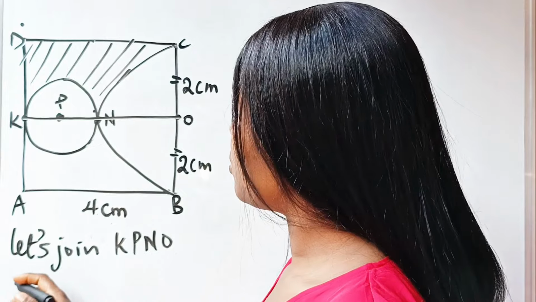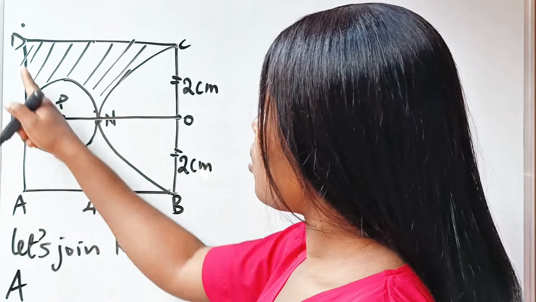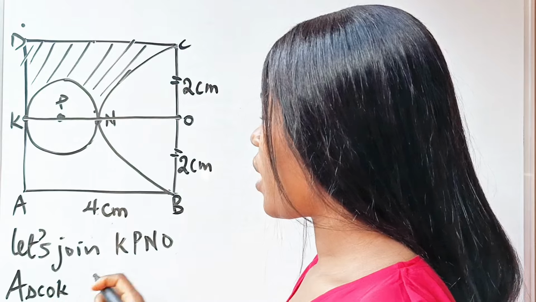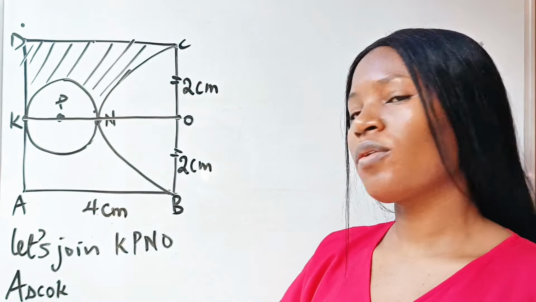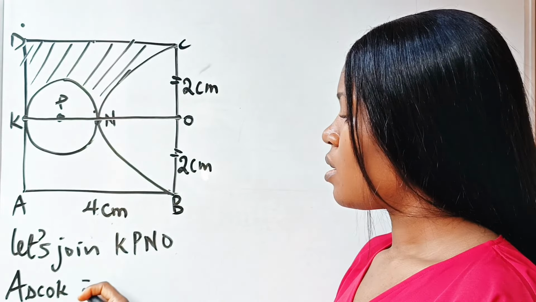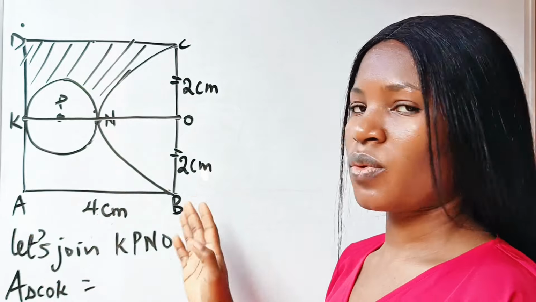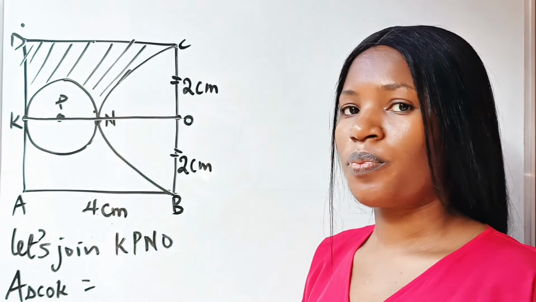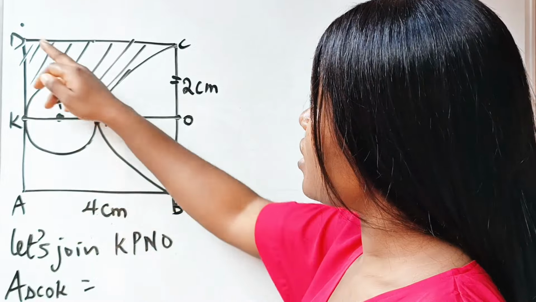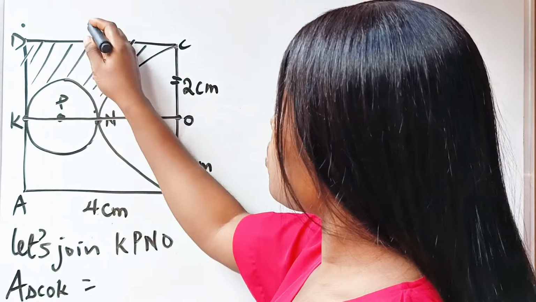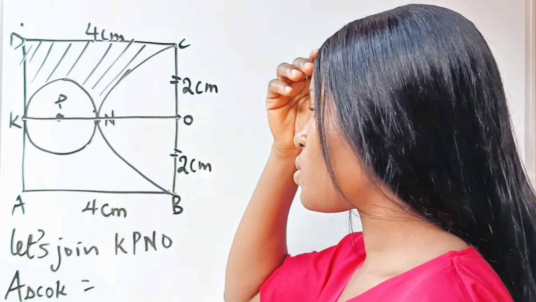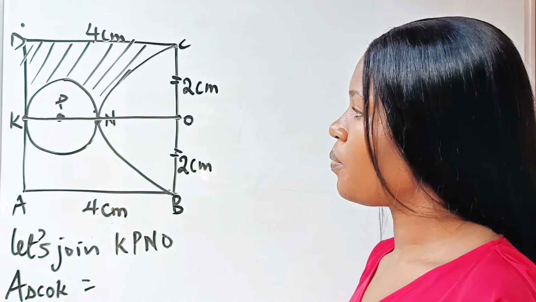So rectangle DCOK. Let's find the area of the rectangle. Remember that this is a square. As a result, the four sides are equal. Now, it means that DC is also 4 cm, and DA is also 4 cm as well.